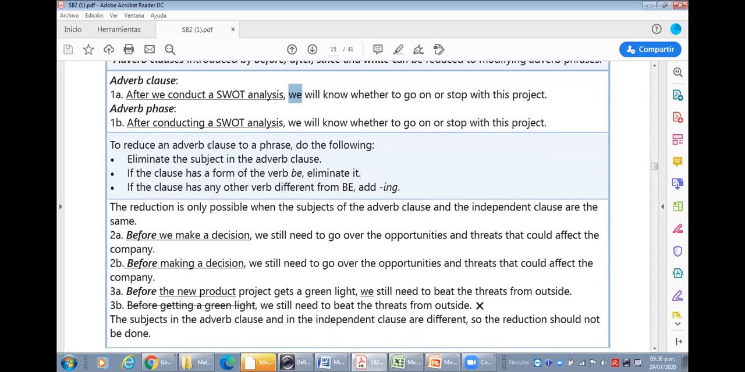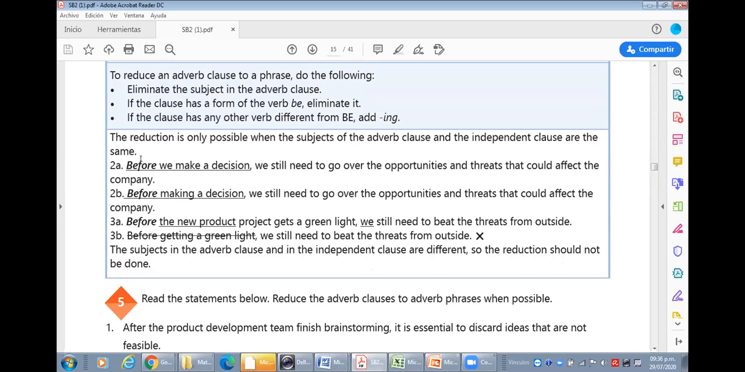To reduce an adverb clause to a phrase, do the following. Number one, eliminate the subject in the adverb clause. If the clause has a form of the verb be or a helping verb, eliminate it. And if the clause has any other verb different from be, add ing. Okay? The reduction is only possible when the subjects of the adverb clause and the independent clause are the same. That clear? Only. That is number one condition.